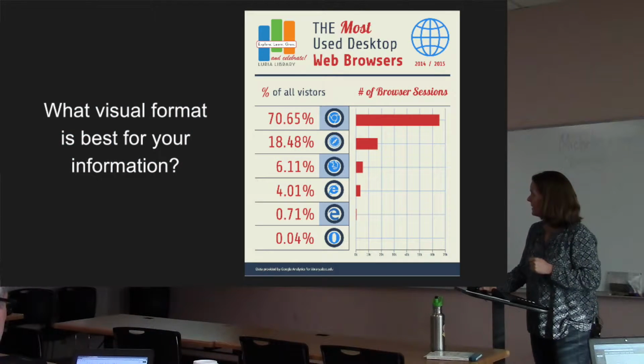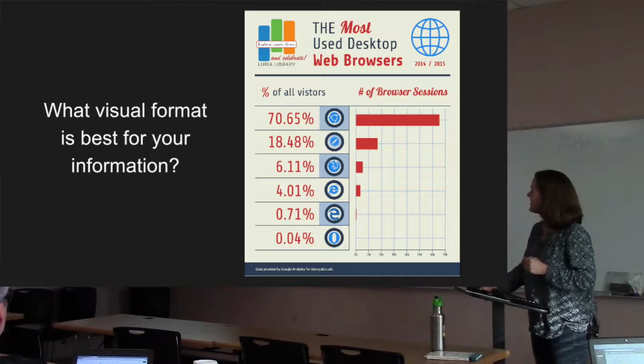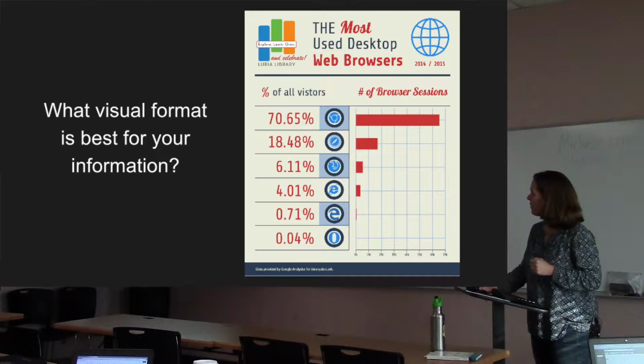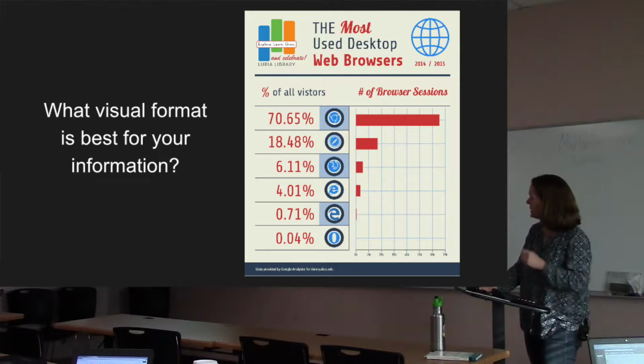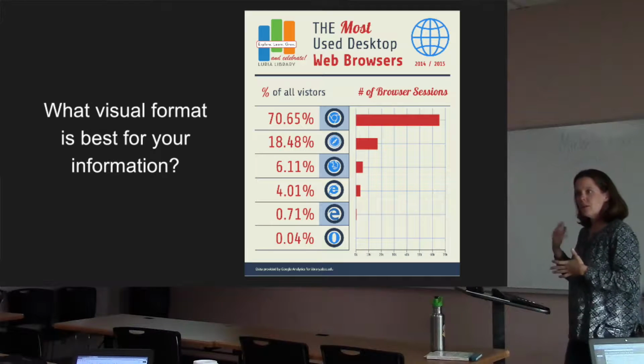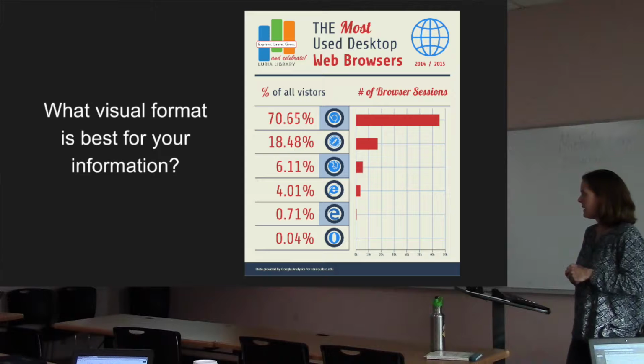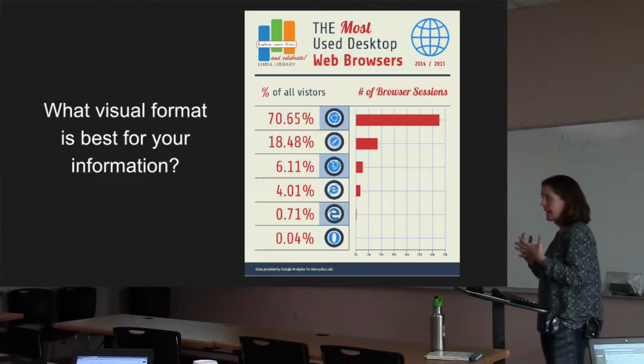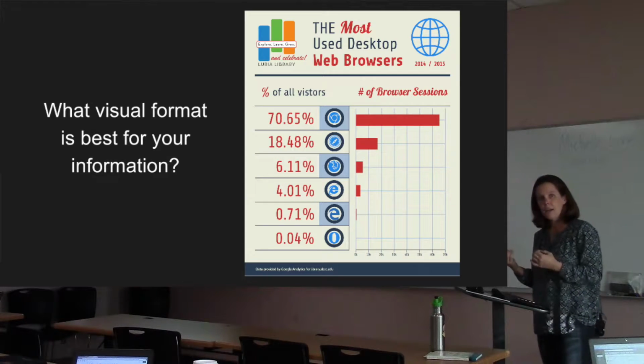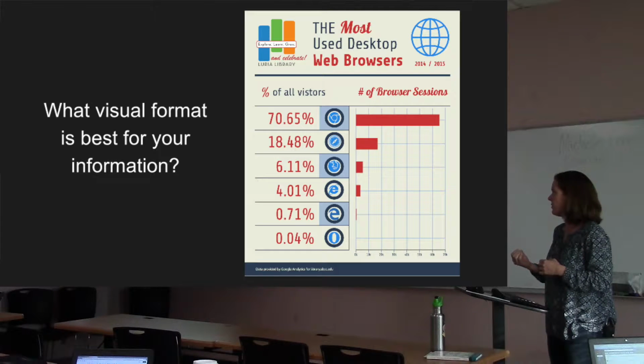This infographic was actually designed here by Sean Flores, who's in the back of the room, and it talks about the web browsers that are used here in the library most. And so after you have your story and you know who your audience is going to be, the question is to think about your data and your audience and what kind of format is going to be best for them.